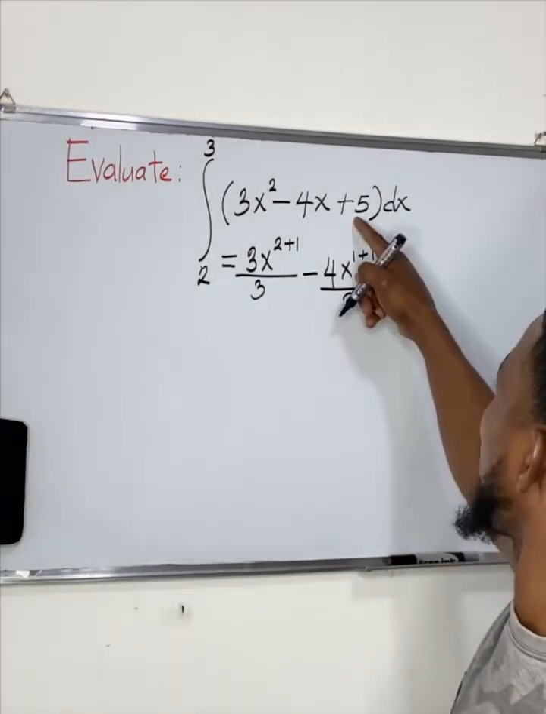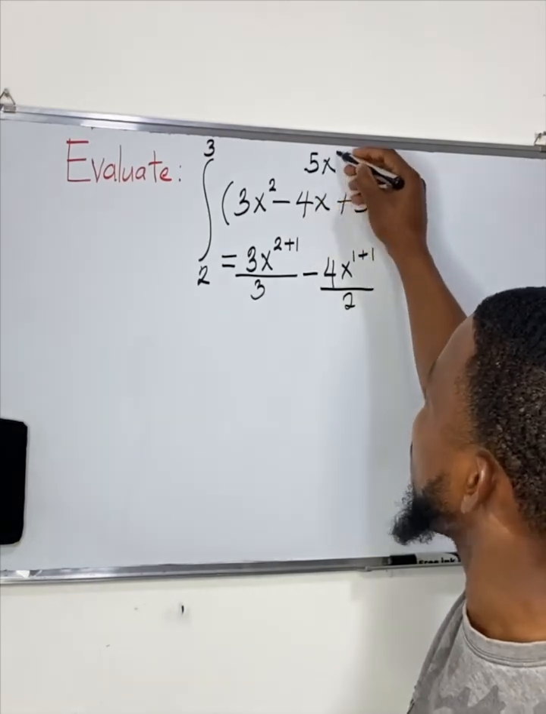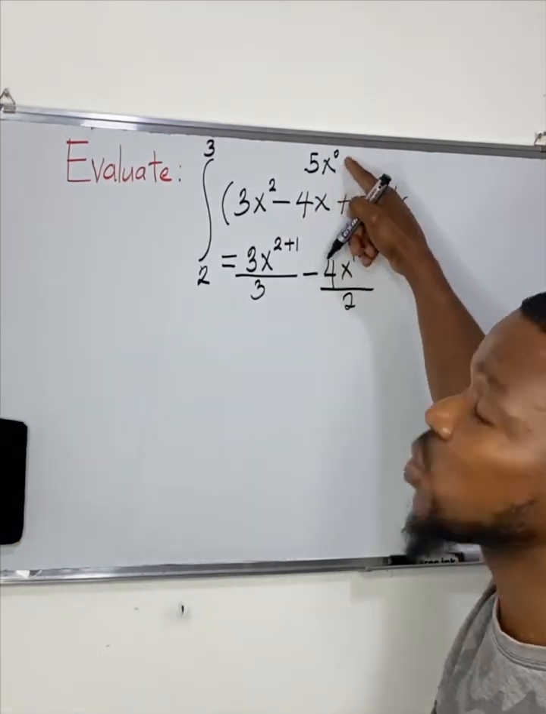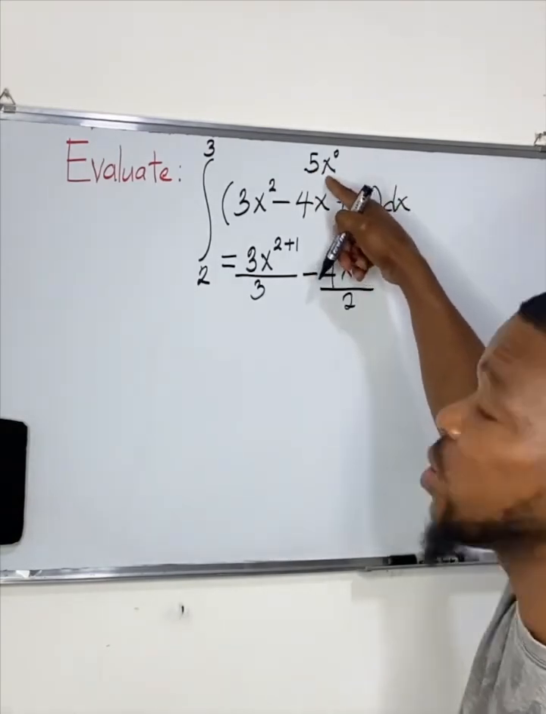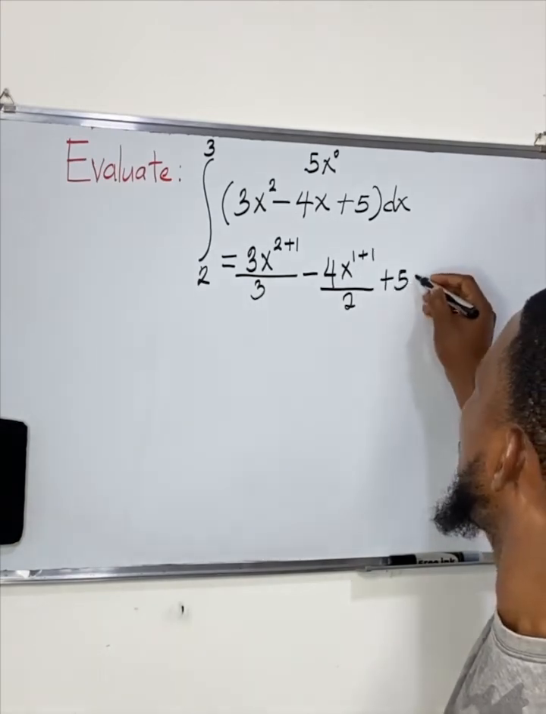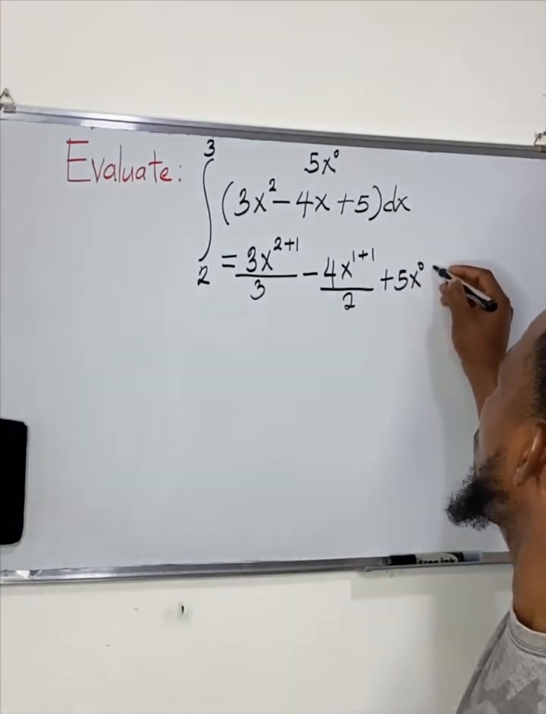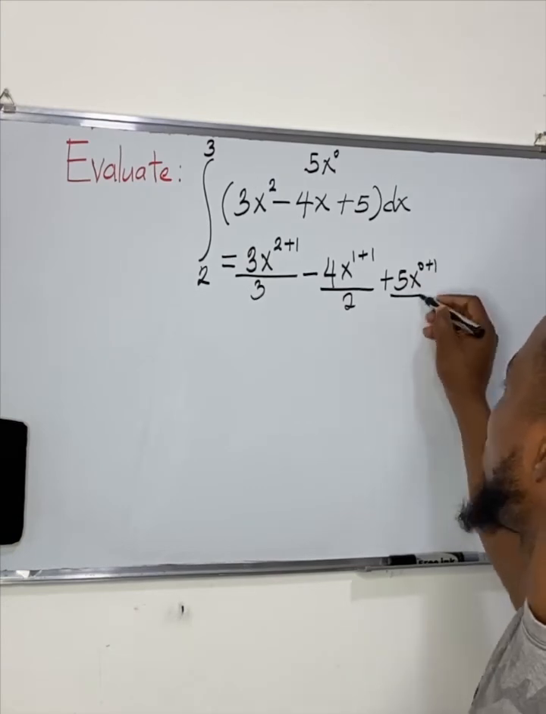Then we have 5. This 5, don't forget there is x, which has a power 0. X raised to power 0 is 1. So 5 times 1 is 5. So we don't usually put this x raised to power 0. So we have plus 5x to power 0. Then we put plus 1. Then 0 plus 1 is 1. So we divide by that 1.